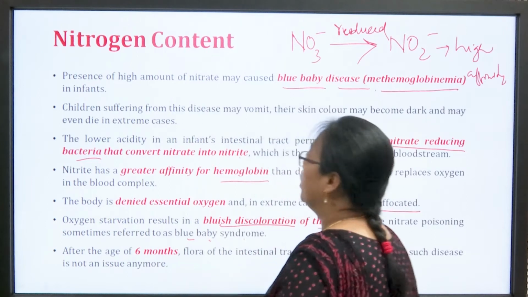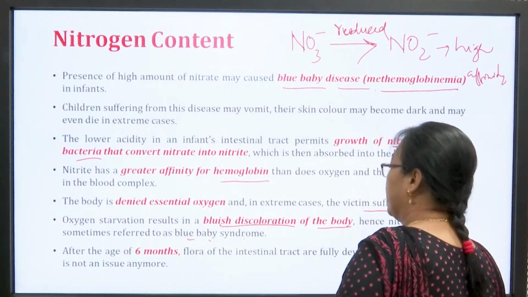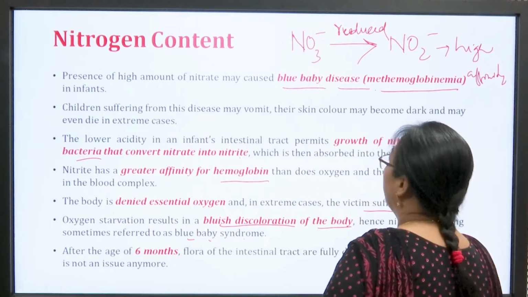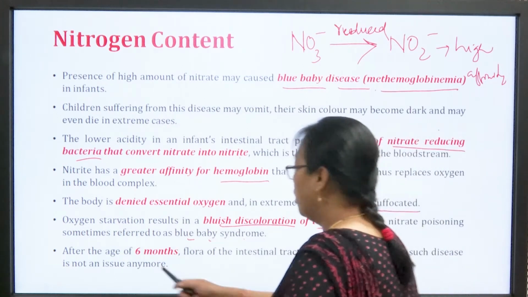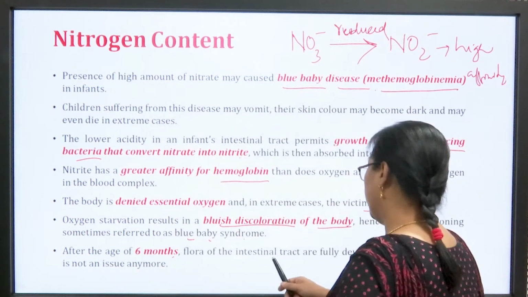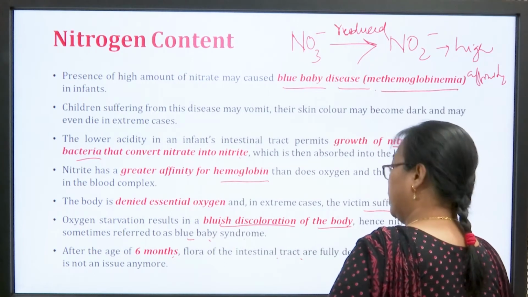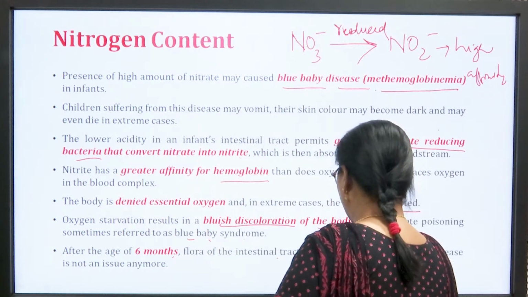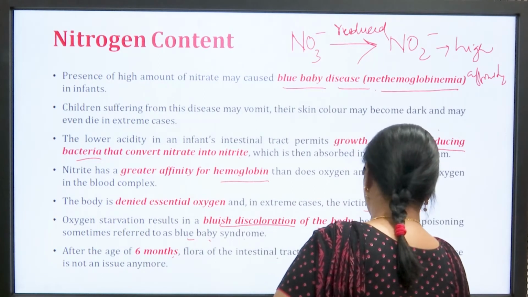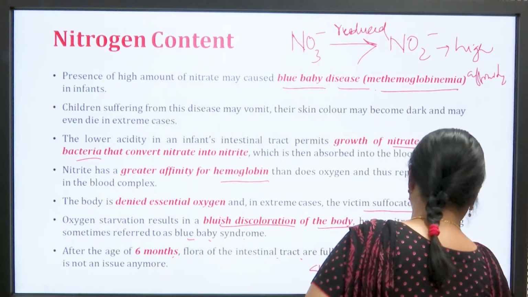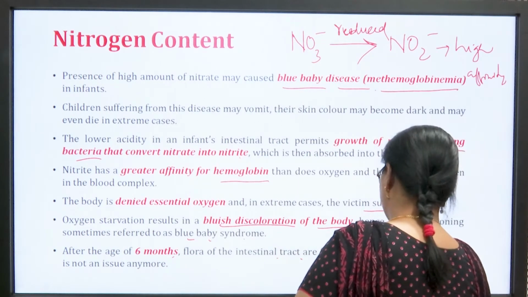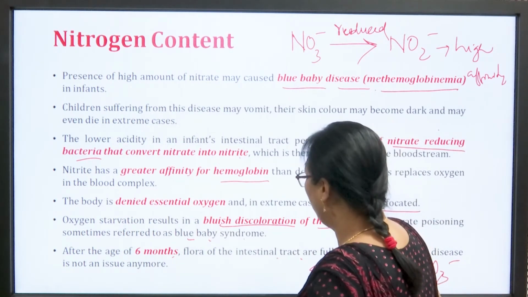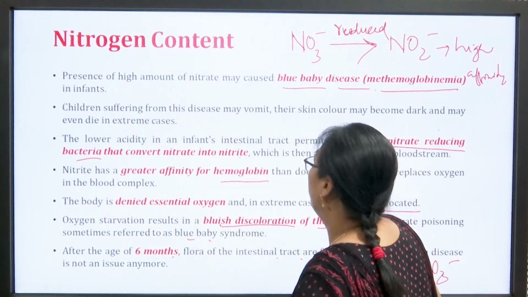But once the baby grows up, their intestinal tract is well developed and hence these nitrate reducing bacteria are not there. So, after the age of 6 months, the flora of the intestinal tract is fully developed and such disease is not an issue. But that is the reason why we have a limit of 45 ppm for nitrate, which is very important, and this limit is not at all relaxable. So, you should have not more than 45 ppm of nitrate in your drinking water.